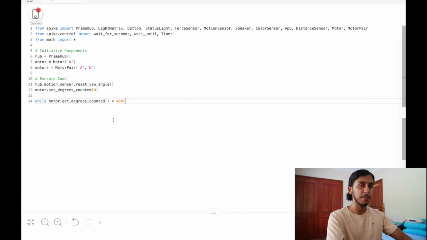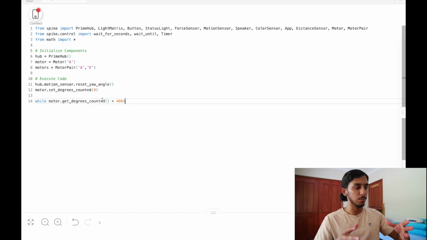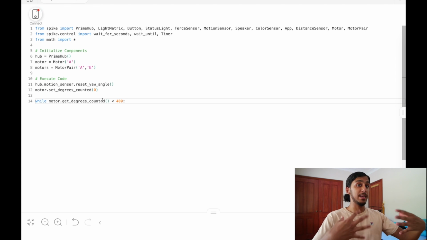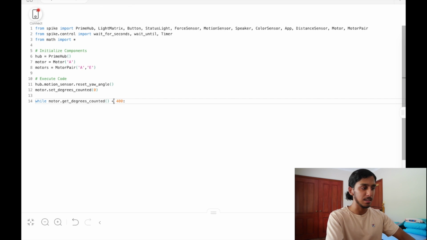So this while loop, everything underneath it will run until the degrees is 400. Now you may be like, shouldn't this be greater than 400? Not really, because this is going to continue until 400 degrees has been reached. So while the degrees counted is less than 400, keep running, keep running, keep running. Then when it hits 400, you stop. That's why this is less than. So you can think about this sign as the opposite of what you actually want to do. It's a little bit trippy like that, but it's fine. Just remember that it's less than, not greater than, for going forward.